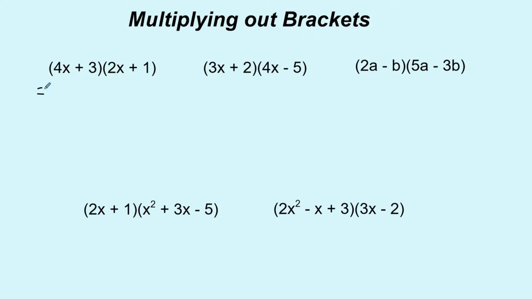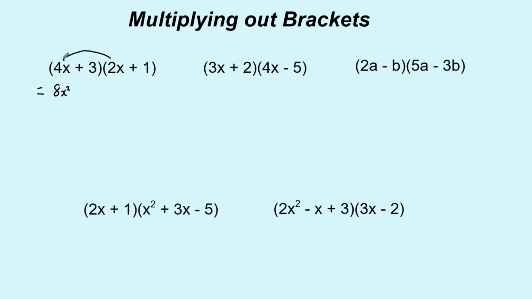So if we look at this first example, we've got 4x plus 3 in the first bracket, 2x plus 1 in the second, both positive signs. That's going to make things a little bit easier. The idea is that we want to multiply everything in the first bracket by everything in the second bracket. So we want to do it in an order so we don't miss anything out. So we do 4x times 2x first. 4 times 2 is 8, x times x is x squared, so that would be 8x squared.